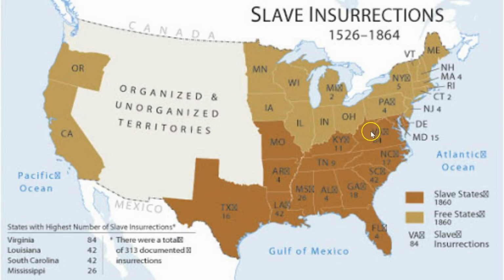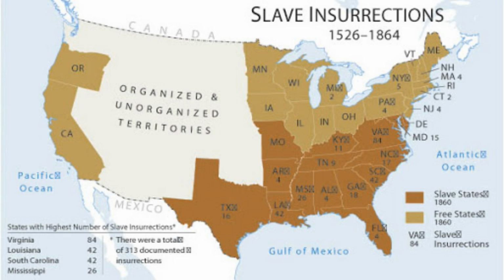If you look, Virginia had 84 slave revolts, and that's kind of hard to see. North Carolina had 17. South Carolina had 42. By slave revolts, or slave rebellions, or slave insurrections, as they're called here, which is the same thing, we mean slaves getting together, getting weapons, and fighting back. Now, fighting back is literally killing their masters and then running away.